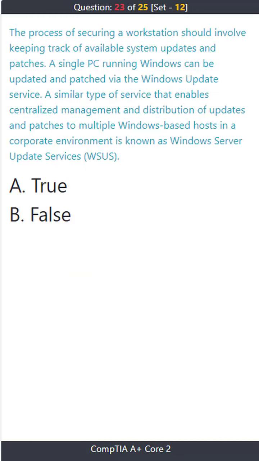Question 23. The process of securing a workstation should involve keeping track of available system updates and patches. A single PC running Windows can be updated and patched via the Windows Update service. A similar type of service that enables centralized management and distribution of updates and patches to multiple Windows-based hosts in a corporate environment is known as Windows Server Update Services, WSUS. A. True. B. False.